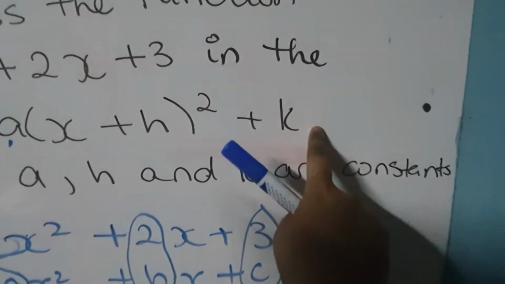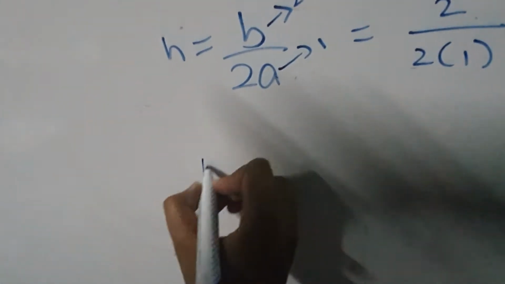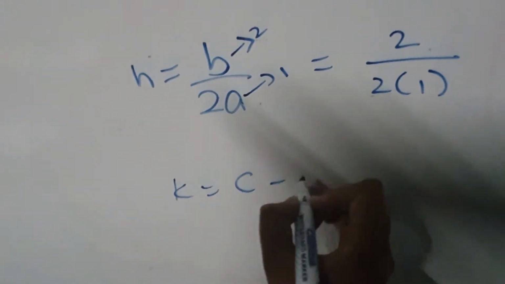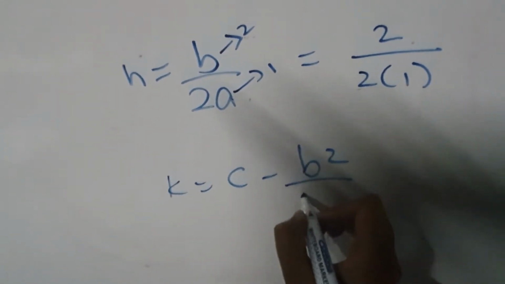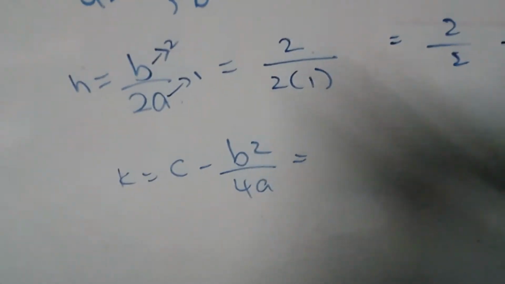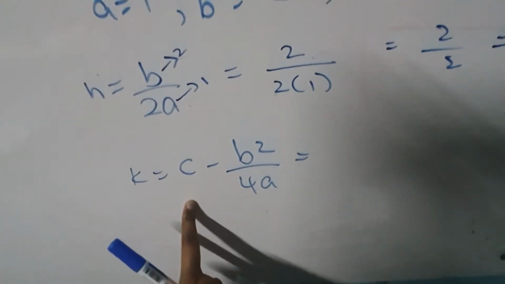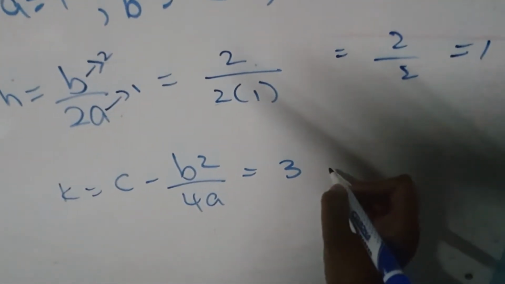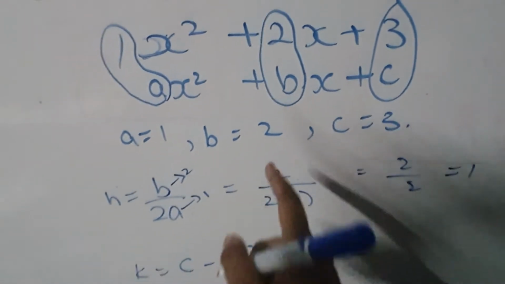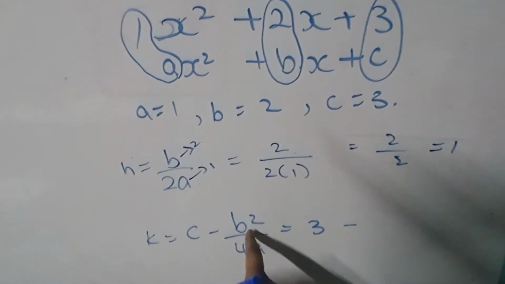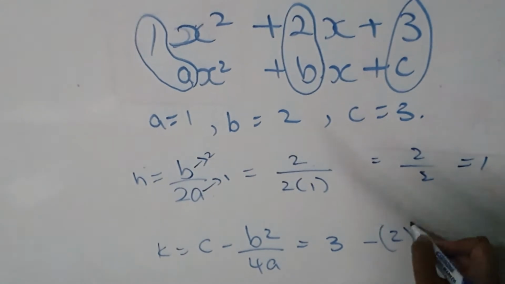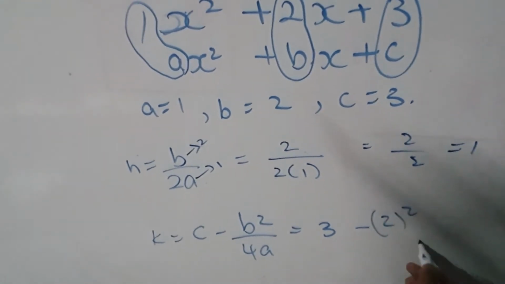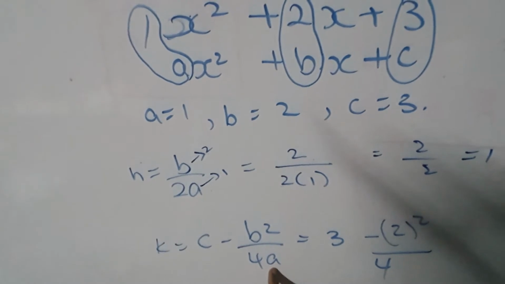Now we still have to find our k value in order to finish this, but we have a formula for k here, so I'm going to write that down back here. So k is c minus b squared over 4a. Okay, so we're going to actually plug in numbers. In place of c, we're going to stick in 3. So it's going to be 3, take away, remember our b value is 2, so it'll be 2 squared over 4 by a, which is 1.